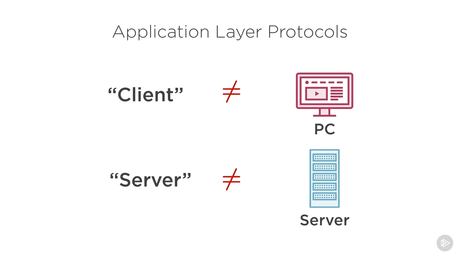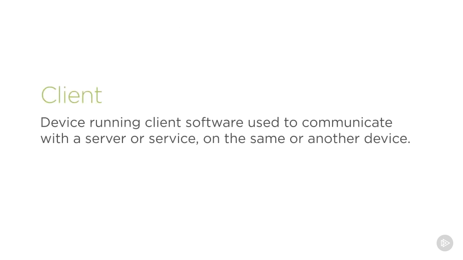We have to look at really what the definition is of client and server when we're talking about application layer protocols. So if we take a look at what a client is: simply a device running client software used to communicate with a server or service on the same or another device. So our client is going to be some kind of software, and that software we're going to use to talk to some server or service, effectively the same thing here. And those servers can live on the same device as the client if we want. Typically, they're not. Typically, our server lives on some other device someplace else on our network.